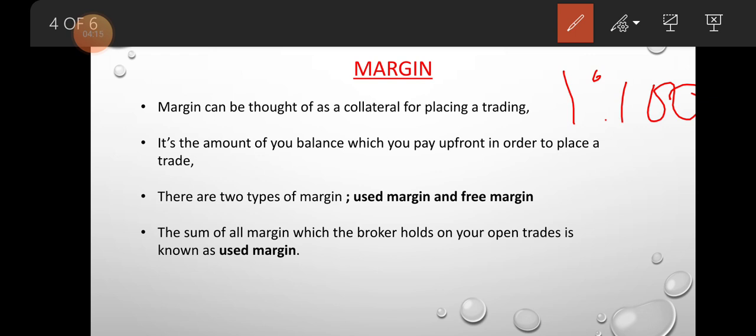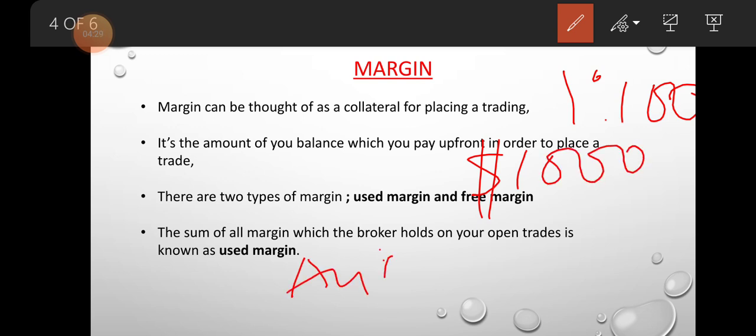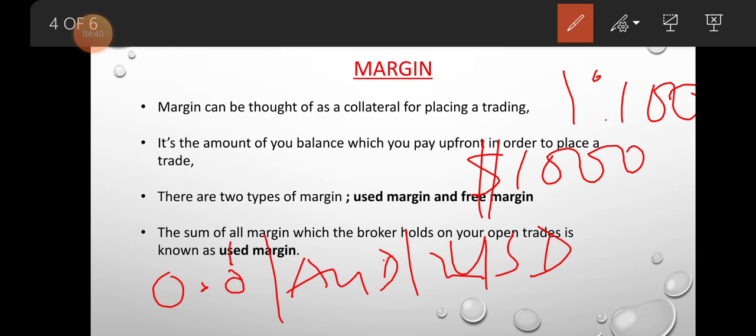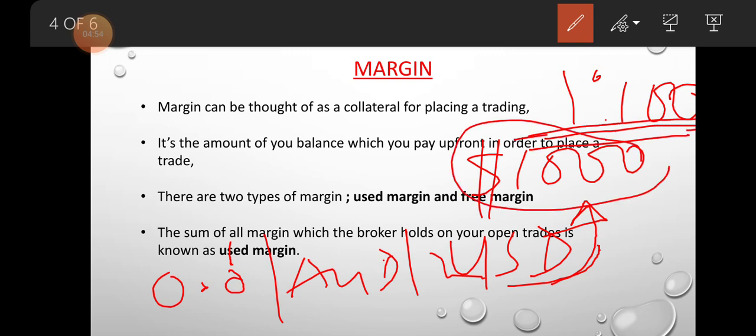What this means is that when you want to place a trade that is worth, say, $1,000 in the market, let's say you bought AUD USD with 0.01 lot. It means that you are going to buy this AUD, and you are going to pay $1,000 to buy it. So this 1:100 leverage helps you to reduce this amount that you are going to pay.